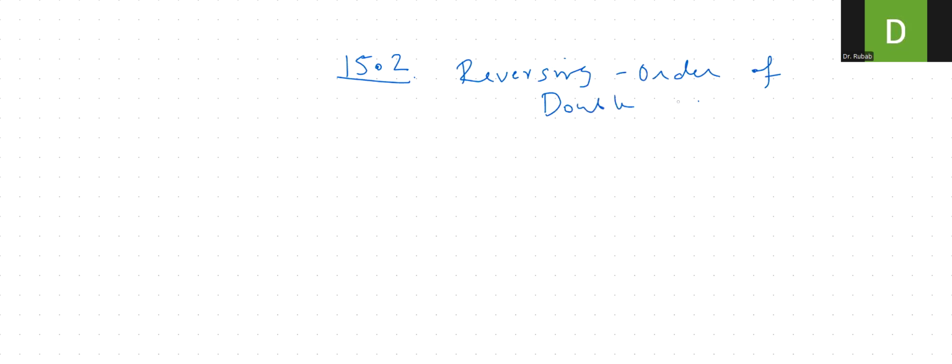Today we will talk about reversing the order of double integration. How we can reverse the order of integration. If you are given a question with dx dy, you have to convert it into dy dx.